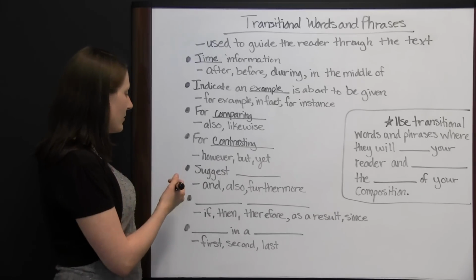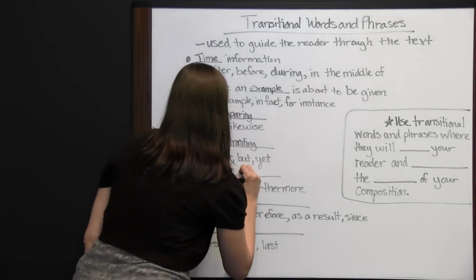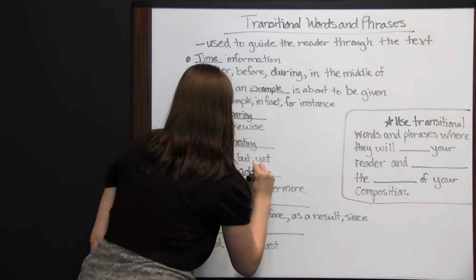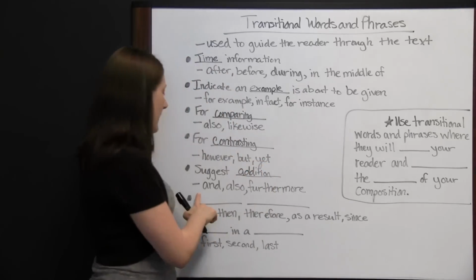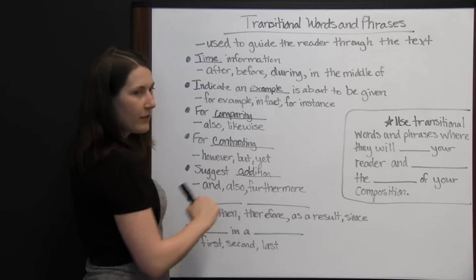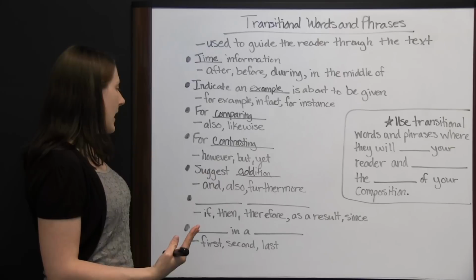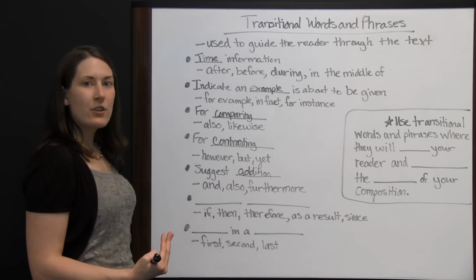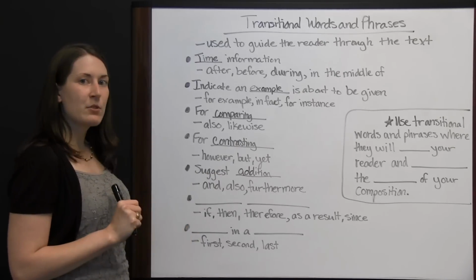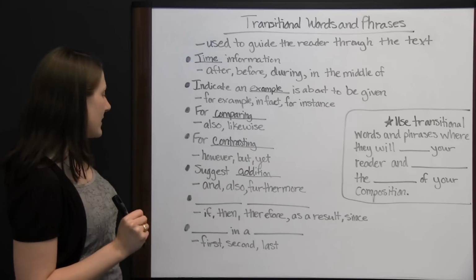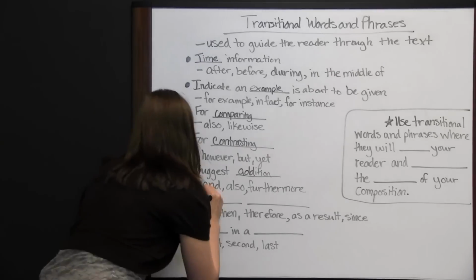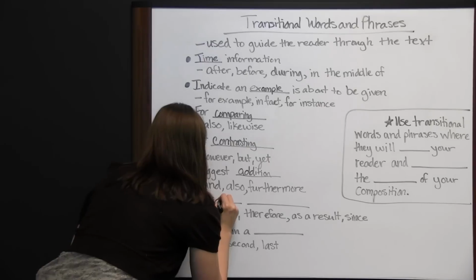Transitions can be used to suggest addition, to let you know that more is coming, such as also and furthermore. These all let you know more is coming, more examples are coming, more information is coming, more details of the same sort. You can have transitions that reflect logical relationships.